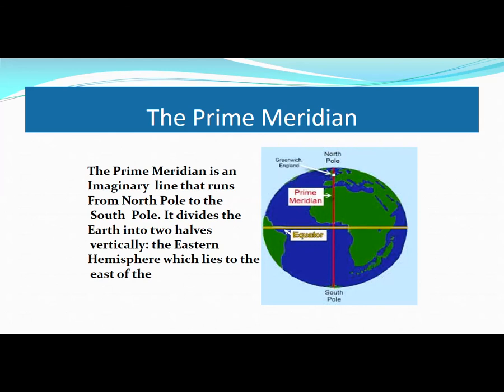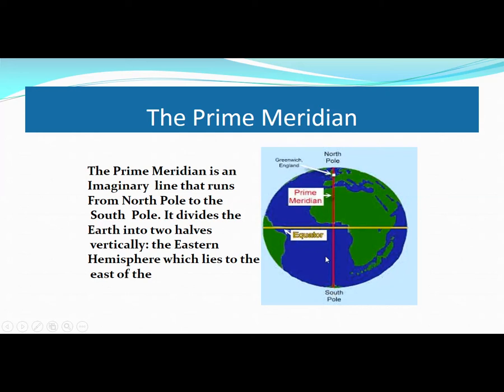Children, there is one more line which is dividing the earth into two halves sideways, from east to west. One line is crossing it horizontally, and this line is dividing the earth vertically. The prime meridian is an imaginary line that runs from North Pole to South Pole.